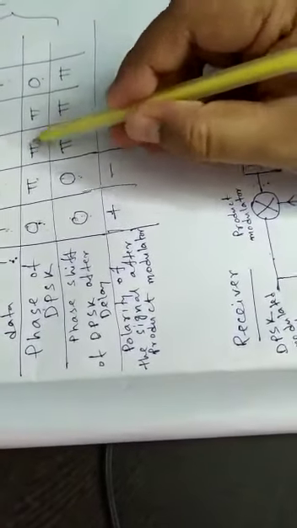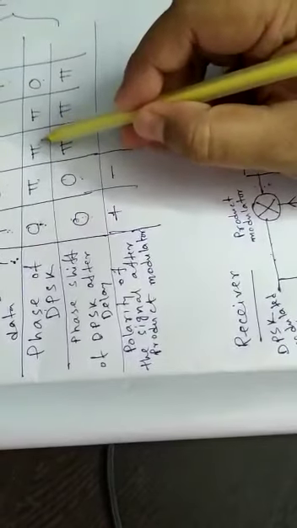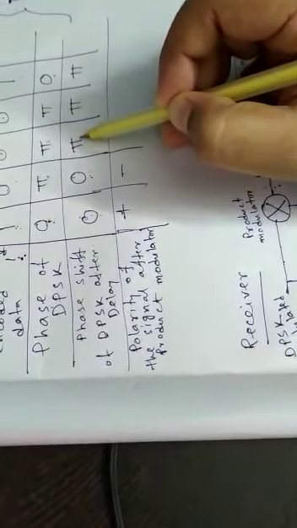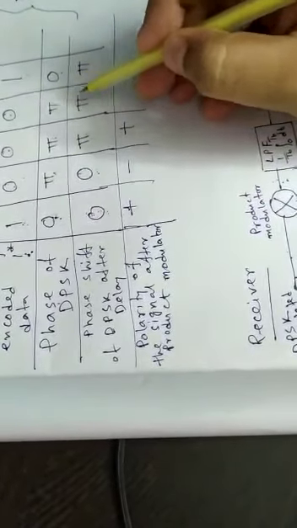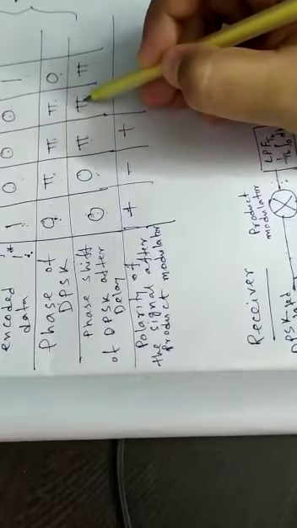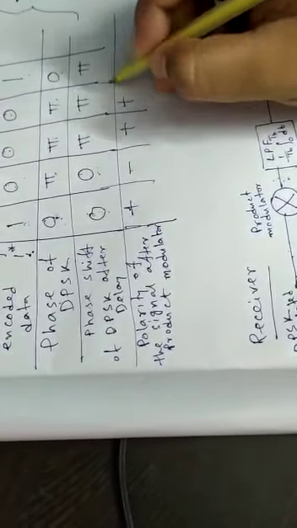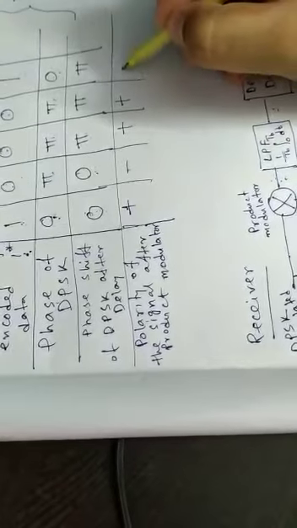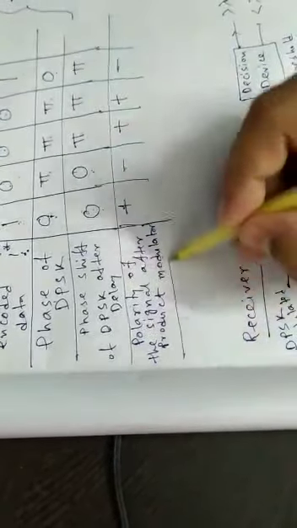Now both are pi, that means minus Ac cos omega ct into minus Ac cos omega ct, that means it is Ac square cos square omega ct. That means the polarity is positive. Again pi, that means minus Ac cos omega ct into minus Ac cos omega ct, that means it is Ac square cos square omega ct, so the polarity is positive. 0 is represented by Ac cos omega ct, pi is represented by minus Ac cos omega ct, that means the polarity is negative, because here you get minus Ac square cos square omega ct.